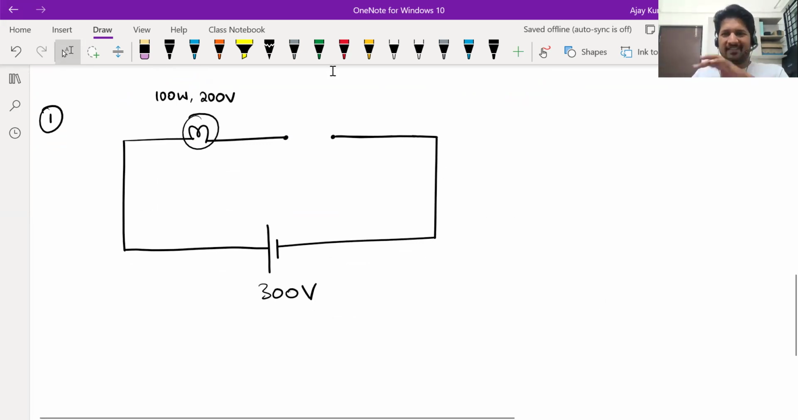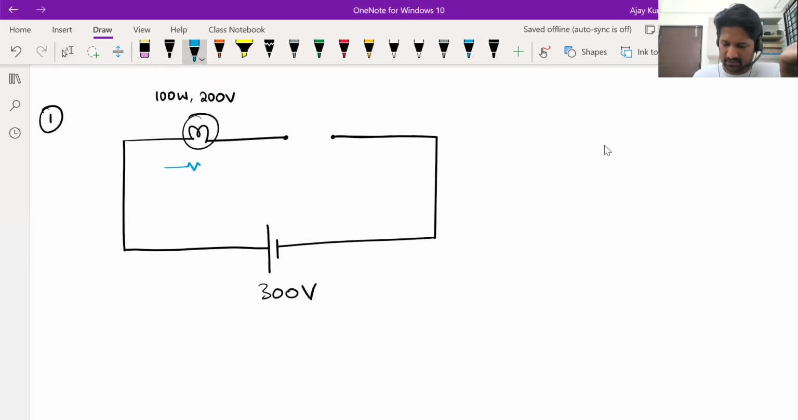Okay. The source voltage is 300. The bulb can only withstand up to 200, which means we have to distribute the voltage. So we need to add some extra elements in the circuit. And we know the bulb is a resistance. It has some resistance. Both of you quickly calculate the resistance of this bulb.